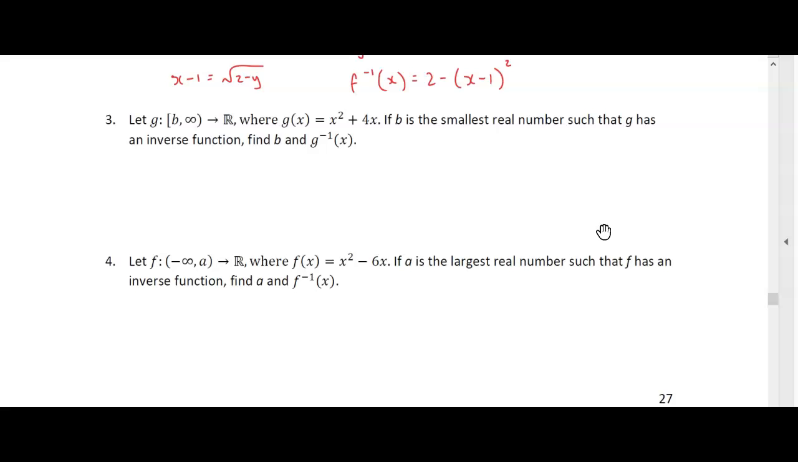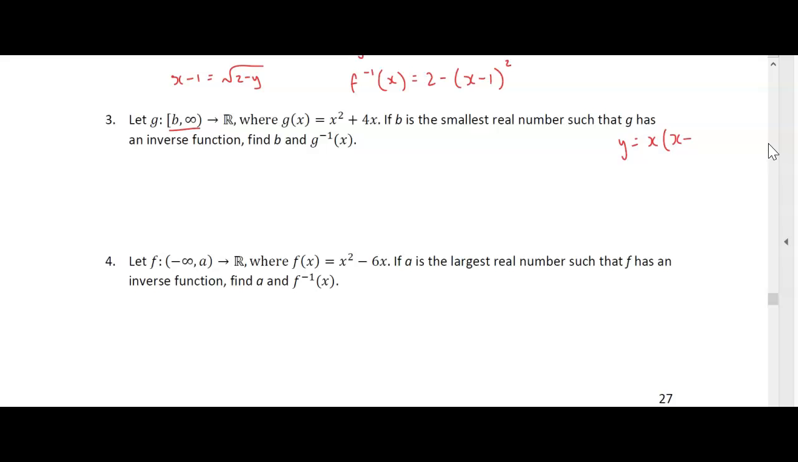All right, question 3. So this time we've got a domain in terms of b. So it's probably going to ask us to find b. So where g of x equals x squared plus 4x, if b is the smallest real number such that g has an inverse function, find b and g inverse of x. Okay, so what we've got here is a parabola. So I'm going to write it over here, y equals, and I'm going to factorize it because I find it easier to sketch. So I've got x times (x plus 4).